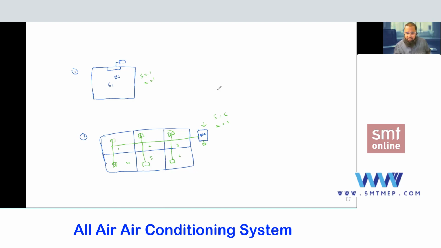Or it can be a mix of both. For example, consider these 6 spaces again. These 4 spaces I'm going to supply with this unit. But for these 2 spaces, I'm going to use a separate split. So how many spaces? 6 spaces.